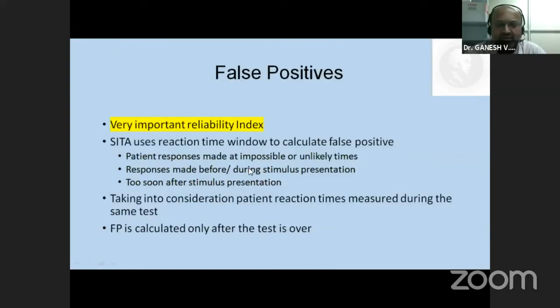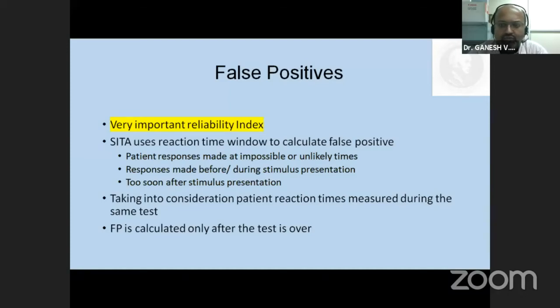Sorry, false positives are a very important reliability index. The machine uses a reaction time window to calculate false positives. That is, the patient's responses are made at impossible or unlikely times, and that is what the machine tries to detect. So if the response is made just before or during the stimulus presentation, or too soon after the stimulus presentation, the machine calculates that as a false positive. That's why age comes into play here, mainly because elderly people will be slow to react and younger people will be fast to react. So it takes into consideration patient reaction times measured during the same test. This is how false positives are defined by the machine and given as an output, and this is only done after the test is over.